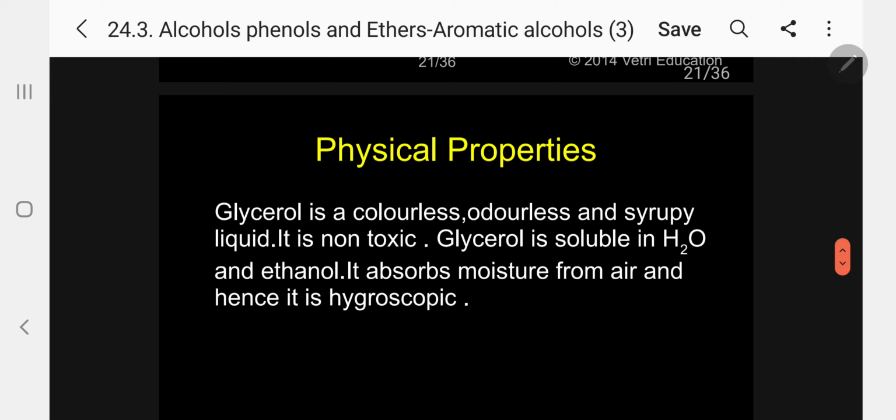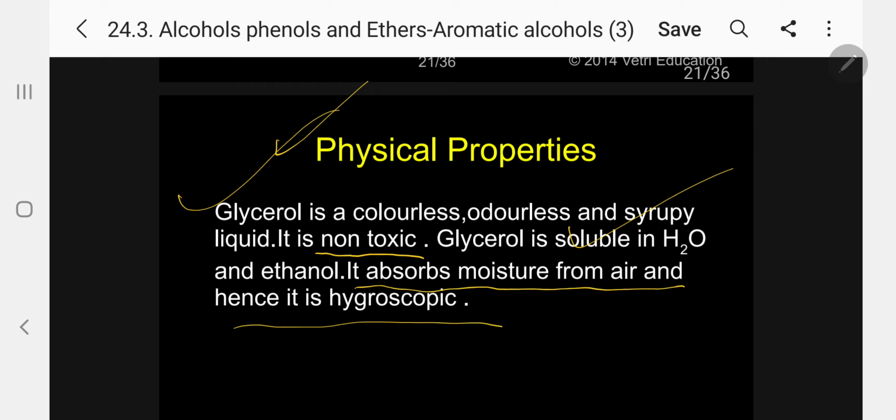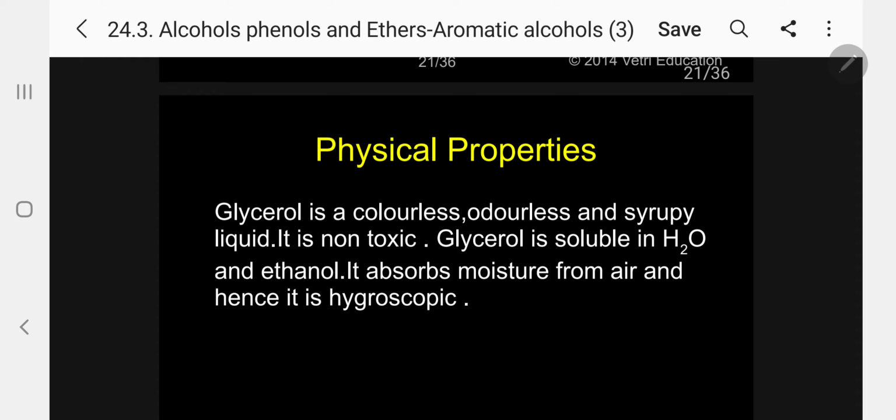Coming to properties, let me concentrate on physical properties. Glycerol is a colorless, odorless and syrupy liquid. It is non-toxic. Kindly follow: glycol is toxic, but this is non-toxic. Glycerol is soluble in water and ethanol. It absorbs moisture from air and hence it is hygroscopic. Kindly follow.